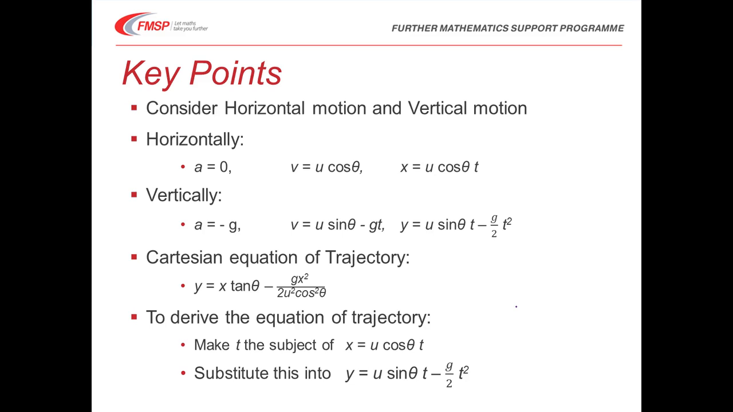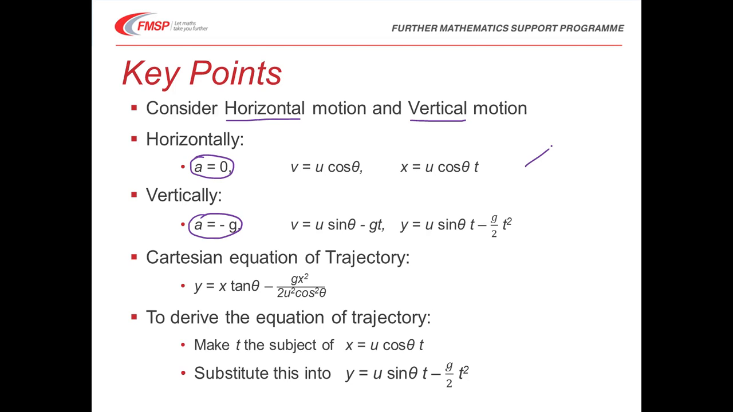Now let's look at some key points. First of all, we are considering the horizontal motion separately to the vertical motion. Why? Because horizontally there's no acceleration, but vertically there is an acceleration. So we get different equations whether we look horizontally or vertically.